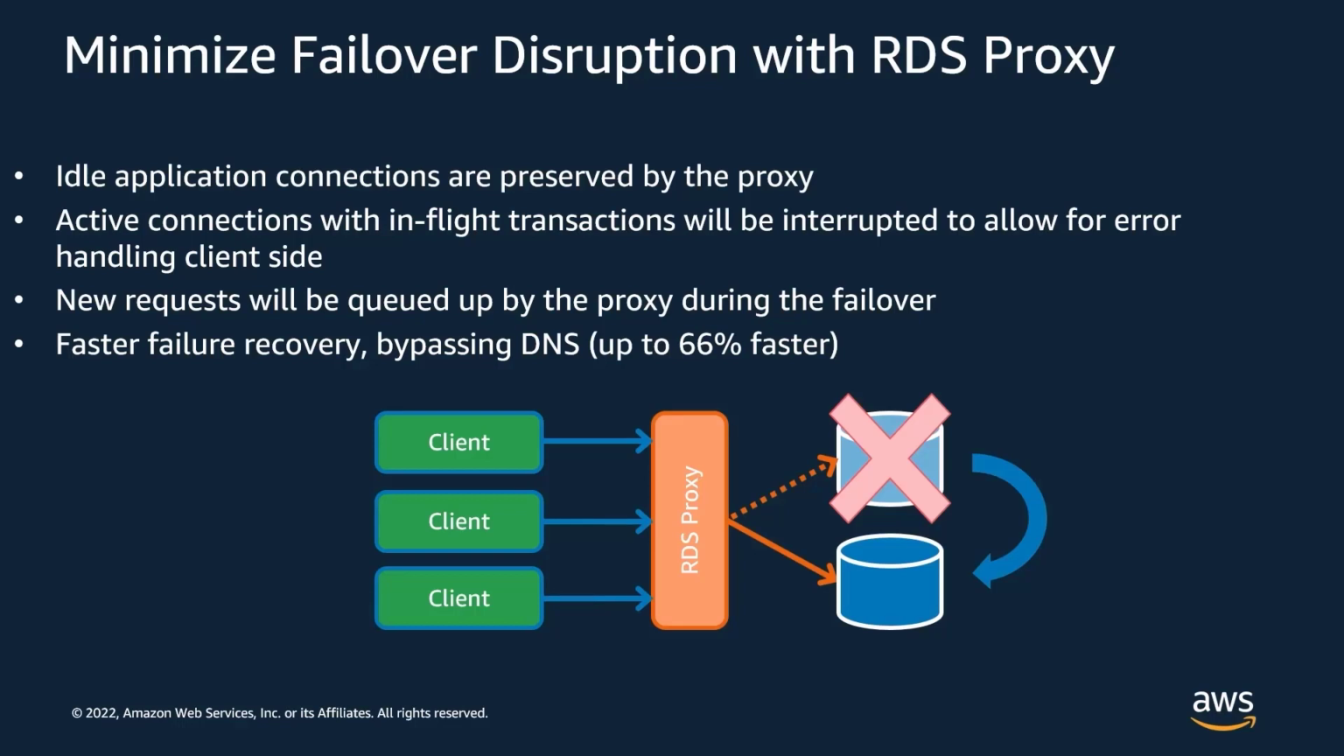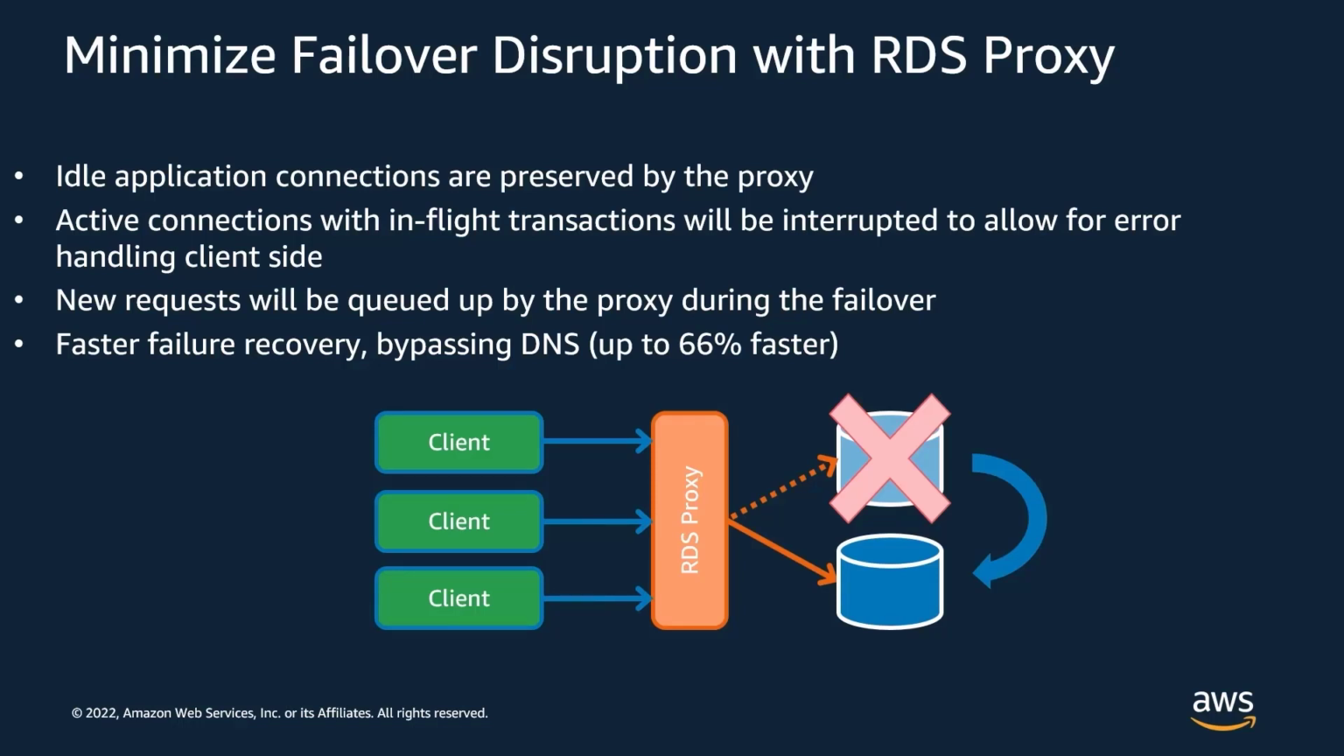RDS Proxy also has the ability to hold connections in case there is a failover in progress, and then release these connections to the new primary database in a graceful manner when the failover completes. In addition to this, when application uses RDS Proxy, it bypasses DNS and thus avoids stale DNS caching issues. This makes the failover recovery much quicker, and we have seen failovers happen up to 66% faster when using RDS Proxy when compared to regular DNS endpoints.